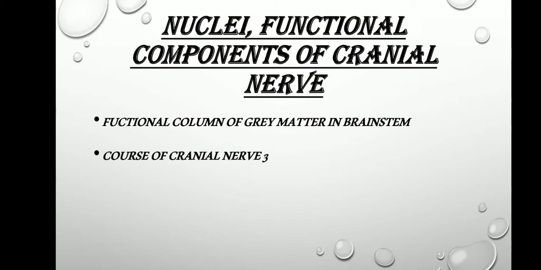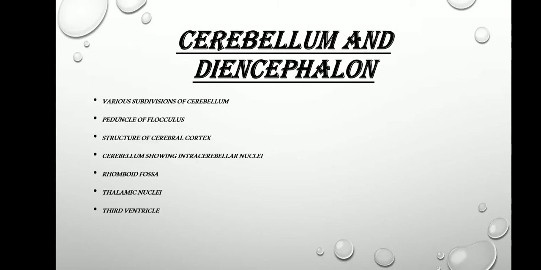Now the chapter nuclei, functional components of the cranial nerve. From this chapter, the important questions are functional column of gray matter in the brainstem is important, course of all the cranial nerves, and the most important one is the cranial nerve 3 can be asked.